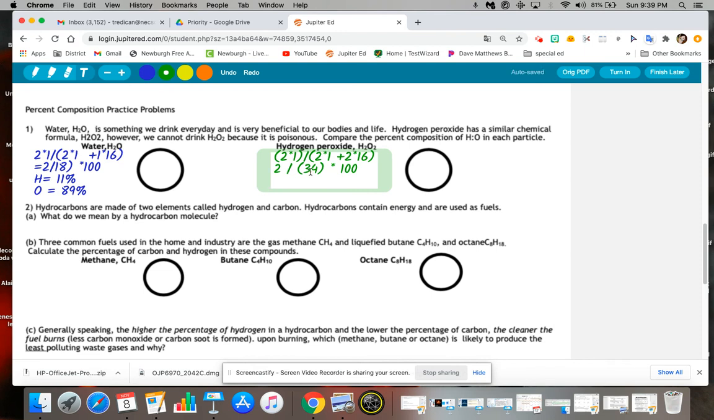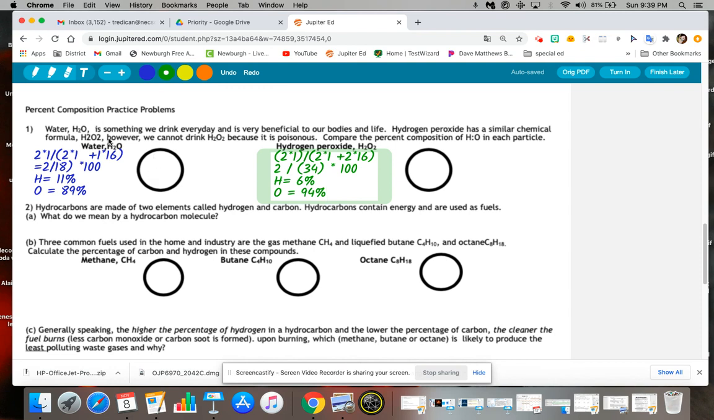2 divided by 34 times 100 gives you a percentage of 6%. So for hydrogen in hydrogen peroxide it is 6%. And we can subtract from 100 to find the remainder as 94%. Or we could also just have that there are two 16s, which is 32, divided by the 34, and you'll also get 94%. Notice they all have to add up to 100%.